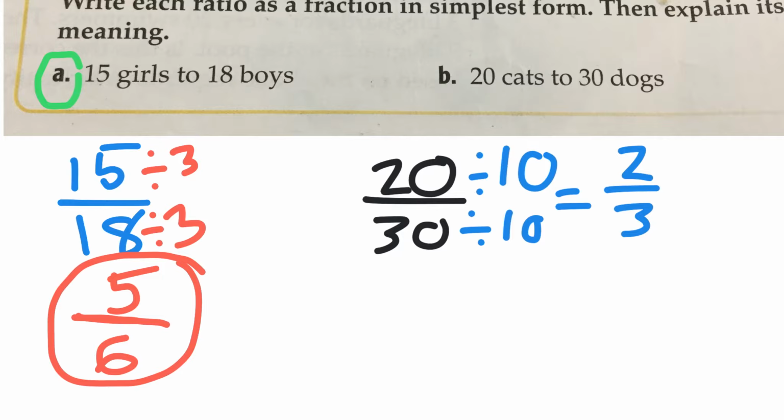Okay, but some people may look at that and say they were even and divide by 2, right, to get 10 over 15. And then 10 over 15, they're both divisible by 5. So if you did it that way, that could also work. Just make sure, again, you're checking after you simplify, can it simplify again?